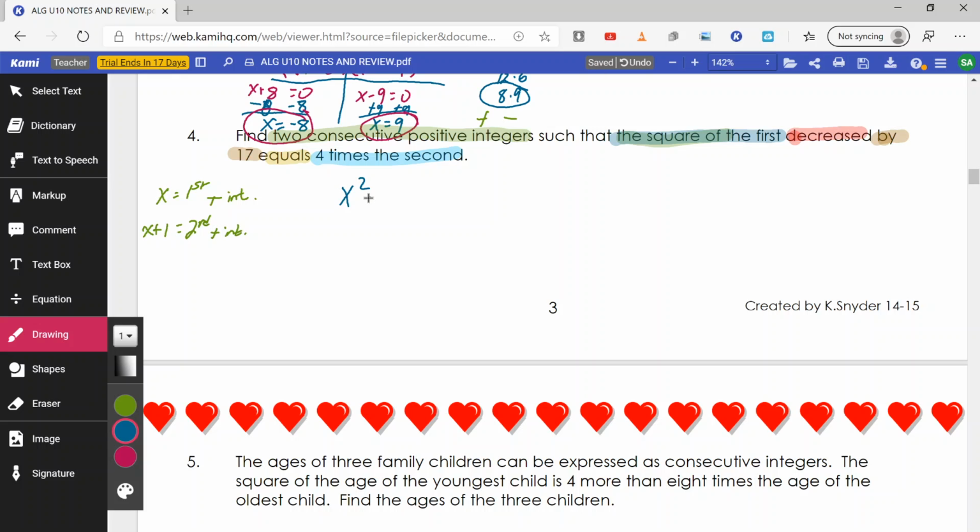Decreased. So that means we're going down. So we're going to subtract, in this case by 17. So 17 equals, pretty straightforward, 4 times the second. Again, that means 4 times the second number. So 4 times x plus 1. So now what I need to do is simplify this and get this into standard form in order to be able to factor it. So x squared minus 17, I can't do anything on this side, so we're just left with x squared minus 17. I'm going to distribute the 4, so we get 4x plus 4.